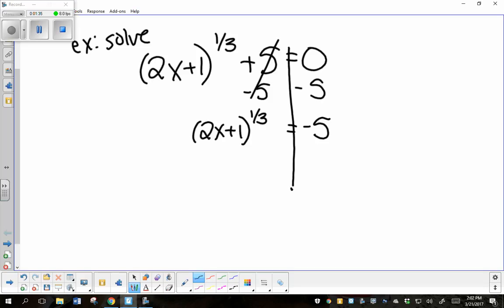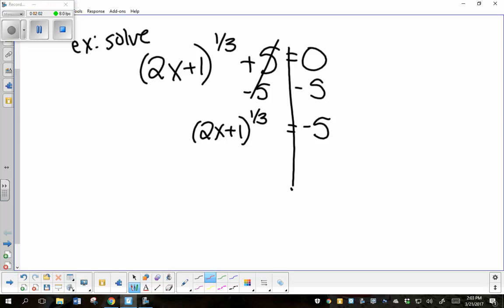You could write cube root. Yeah. If you would prefer to write it as a cube root, you could do that. So now, how do I get rid of that power of 1/3 or cube root? They're the same thing. So how do I get rid of that so that neither side has a radical?